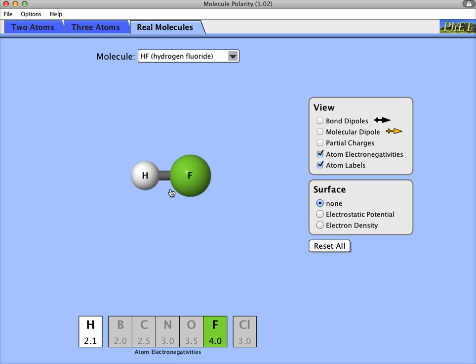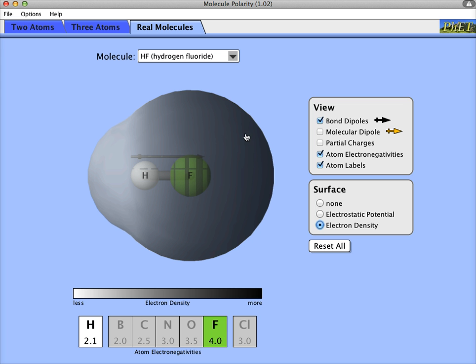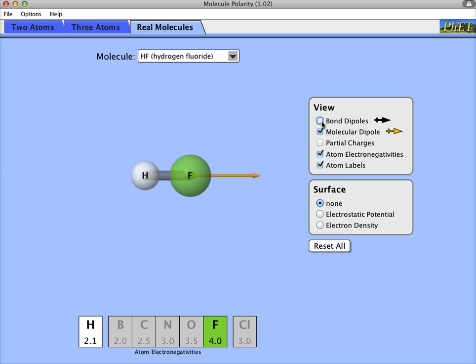So this is hydrogen fluoride, and down here you can see their electronegativities. This is going to be a very large difference in electronegativity. If we want to look at the partial charges, let's look at the bond dipole first. Within this molecule, there is an arrow going towards the fluorine because it's more electronegative. And we can look at the electron density again. It's kind of drastic. Now if I want to look at the molecular dipole, which is just saying, is it polar? Let's take this away, and you're left with an arrow that has this fluorine end being the negative end, and this hydrogen being the positive end.